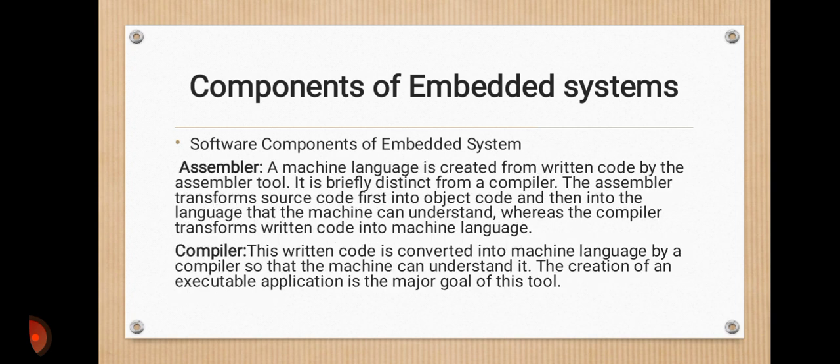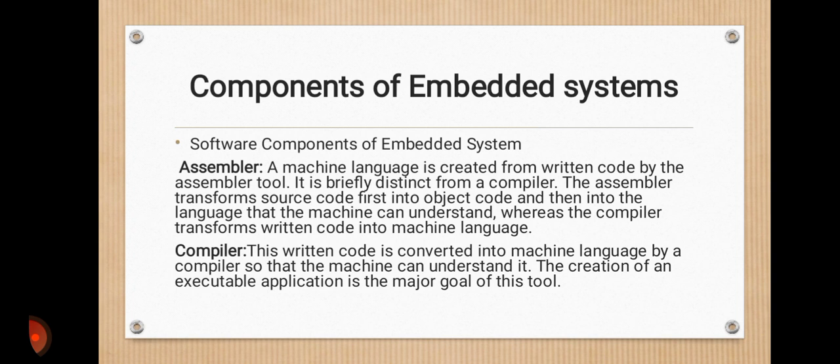And next one is the assembler. A machine language is created from written code by the assembler tool, and this assembler transforms source code first into an object code and then into the language that the machines understand, whereas the compiler transforms written code into machine language. The next one we need is a compiler.